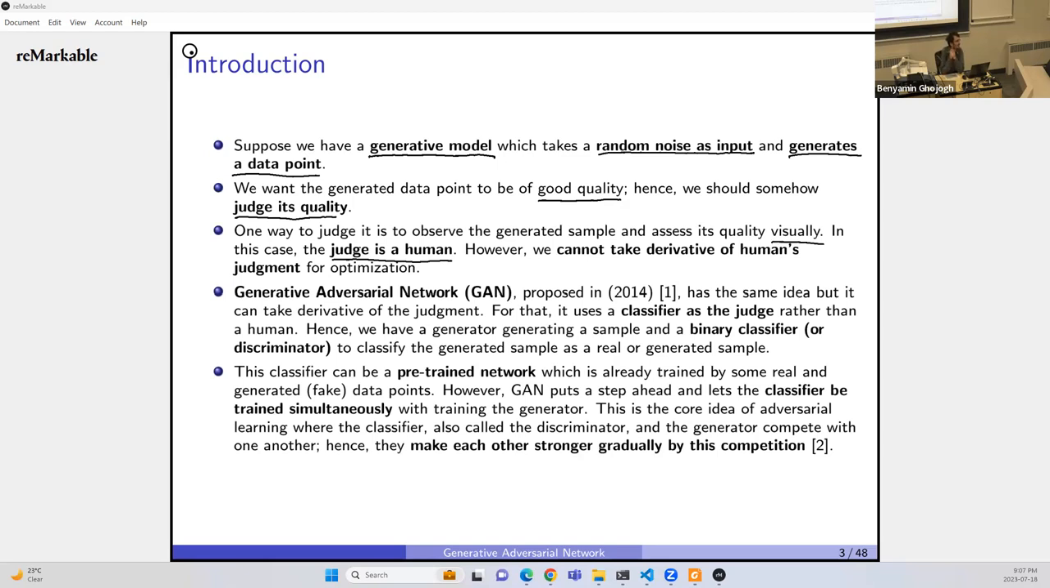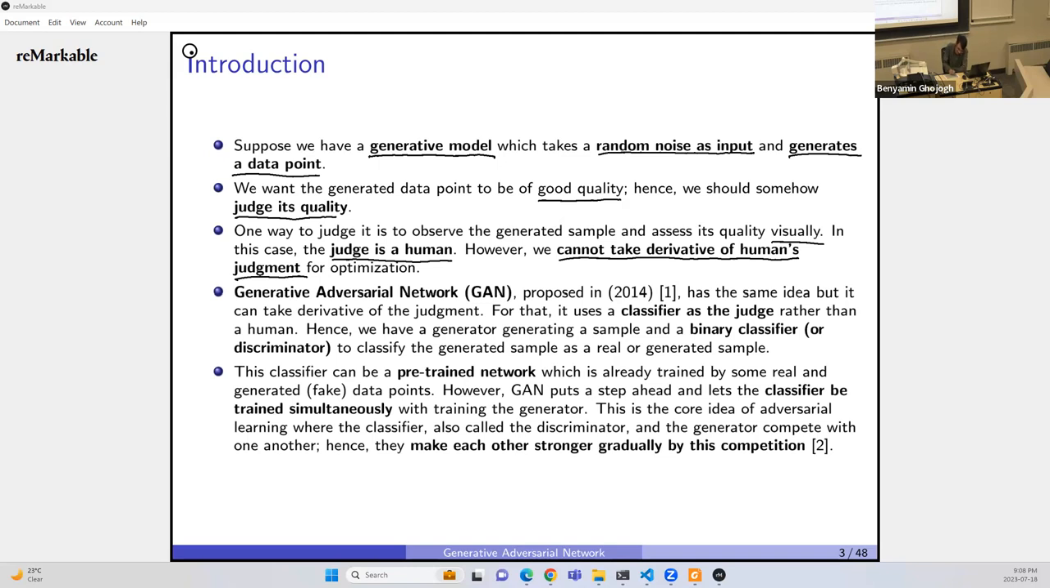But there is a big problem. We can't take derivative of humans' judgment. Right? Otherwise, we would use that for backpropagation. Yes, humans' judgment is also subjective. I agree. Maybe if someone likes arty things, then it would generate arty things. But someone likes robotic things, then it would generate some robotic shapes.